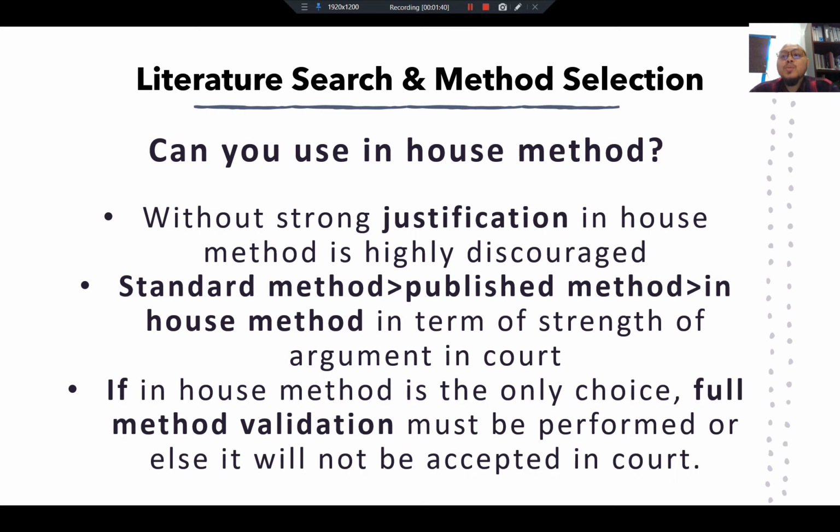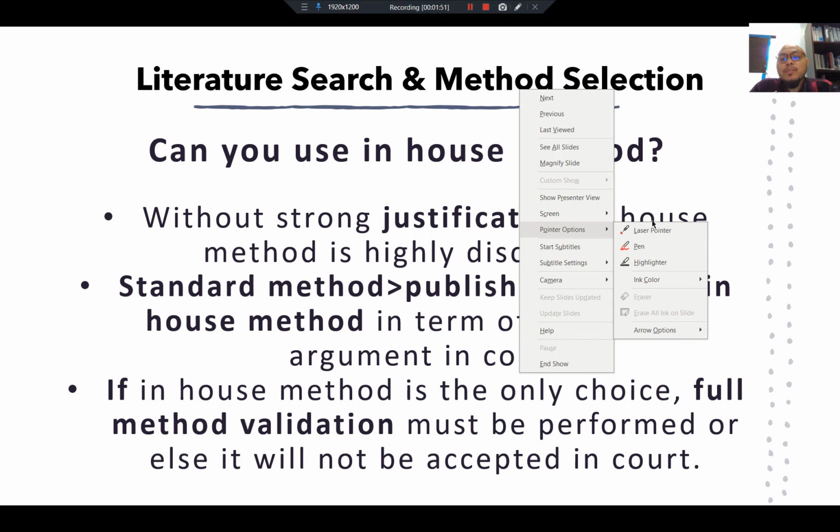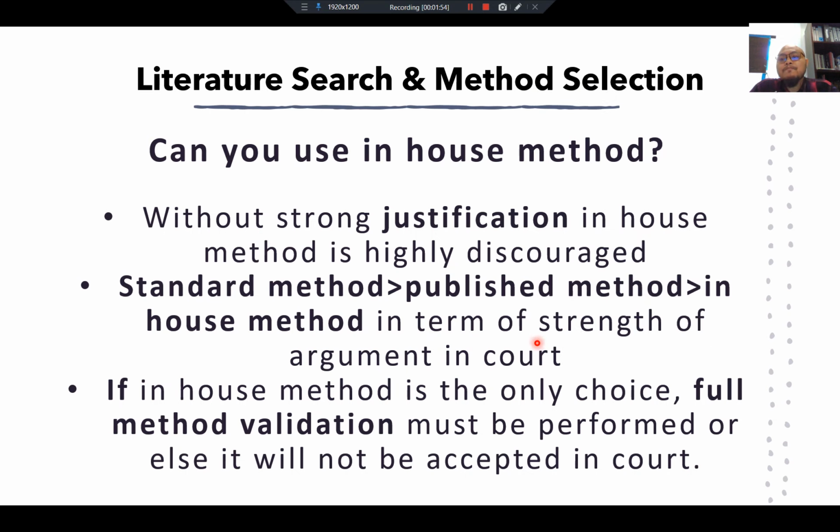So you develop your own method, which you use in your own laboratory. We call that the in-house method. If the in-house method is the only choice, you need to perform full method validation, adhering to whatever requirements are set by ISO/IEC 17025. What is the list of requirements you need to perform for full method validation and optimization?